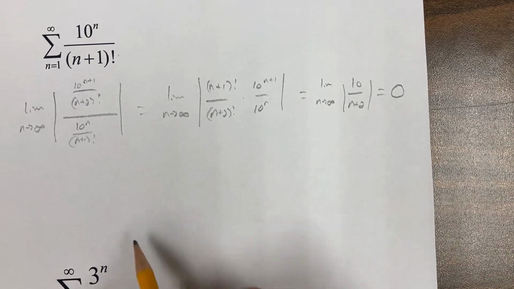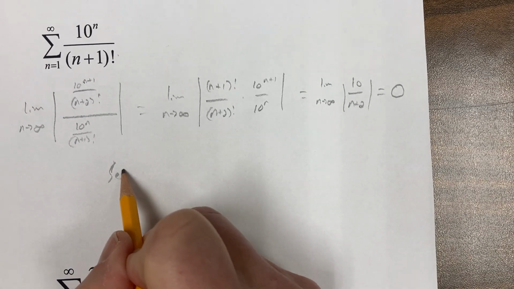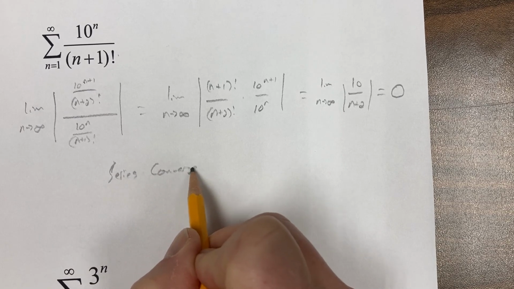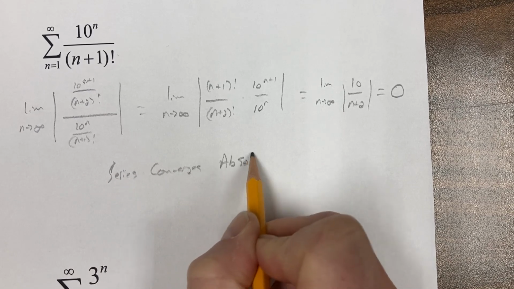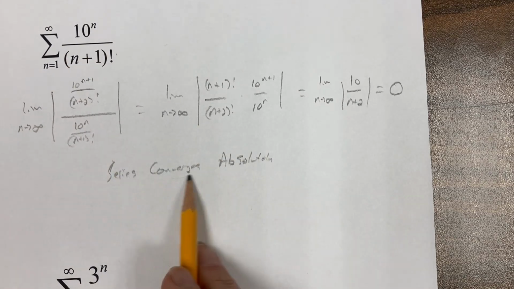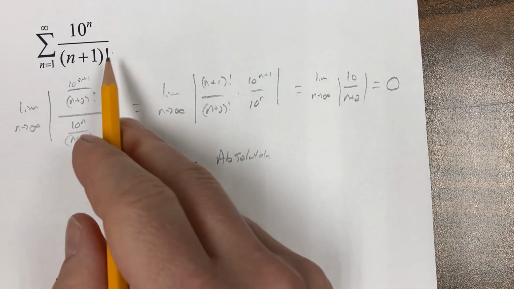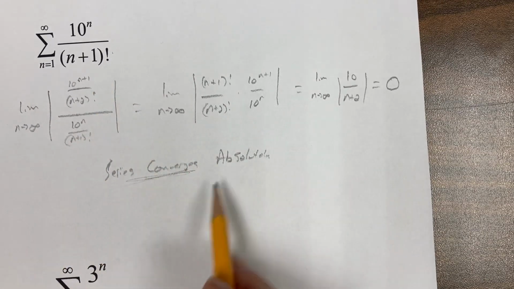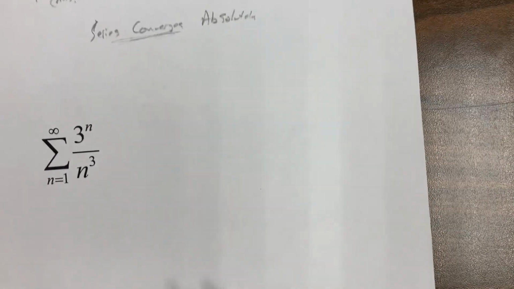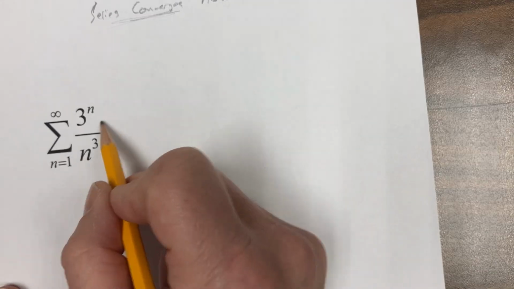Well, 0 is less than 1, so our series converges, and we know it converges absolutely. We didn't have an alternator anyway. But if you had an alternator on there, this just tells you that the alternator didn't have to be there. Okay? All right, let's apply it on this one.